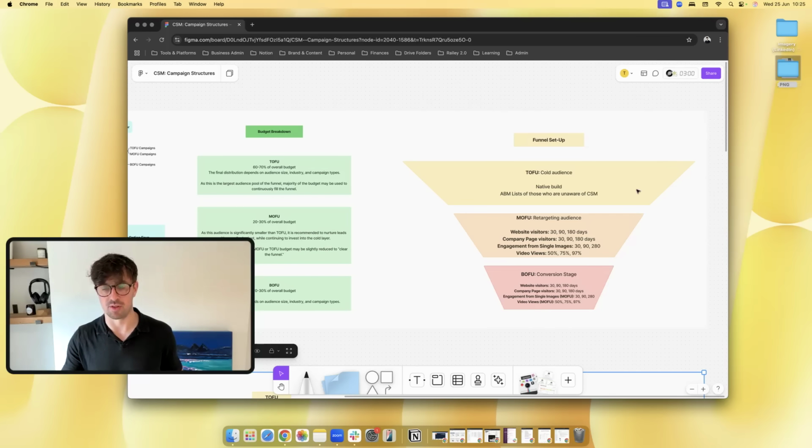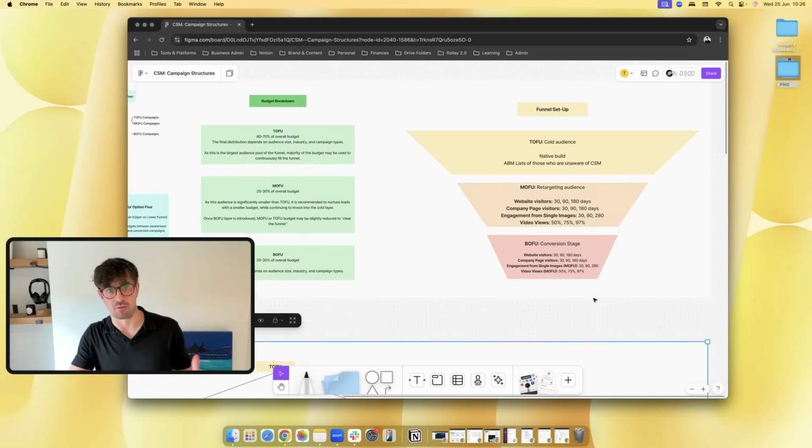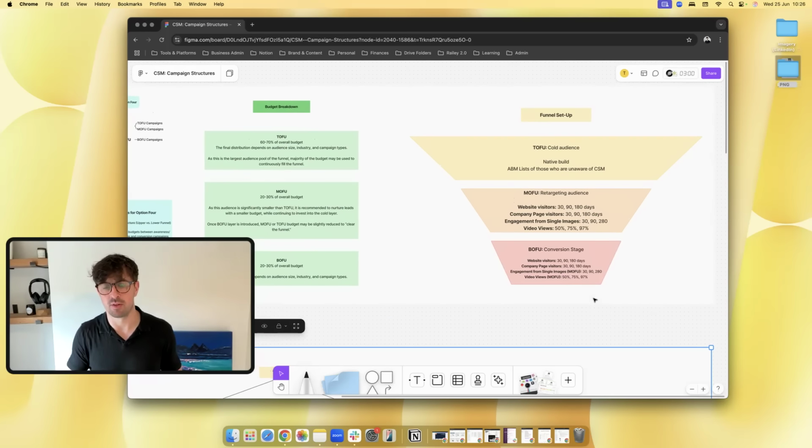So let's just say you're running 10K a month. If this is getting $2,000, the effectiveness of that has just completely gone through the roof. So this is a setup we have completely set up within our own business.